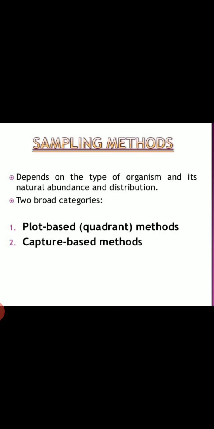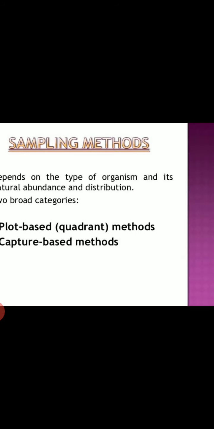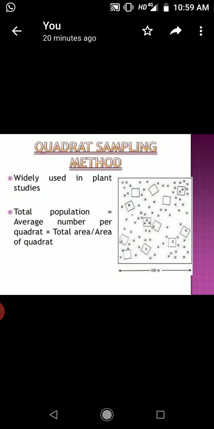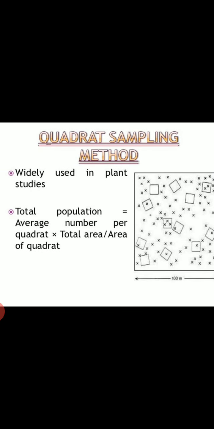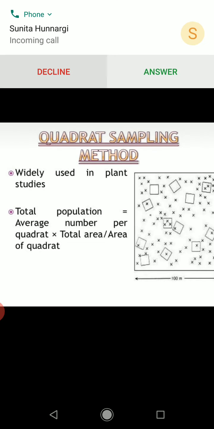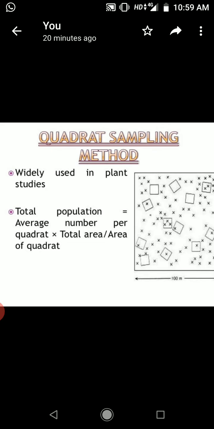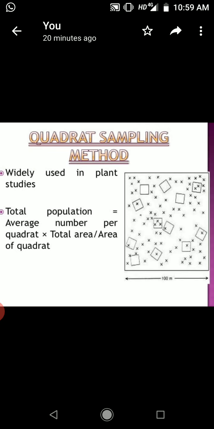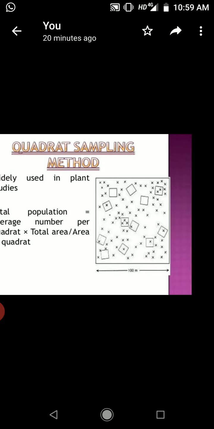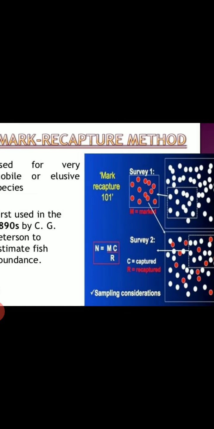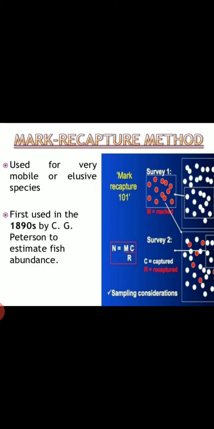So what is the plot based method? That is also called the quadrat sampling method, widely used in plant studies. Total population is equal to the average number per quadrat times the total area divided by the area of the quadrat. So this is the quadrat sampling method. Another one is the mark capture method, used for very mobile or elusive species, and first used in 1890 by Peterson to estimate fish abundance.